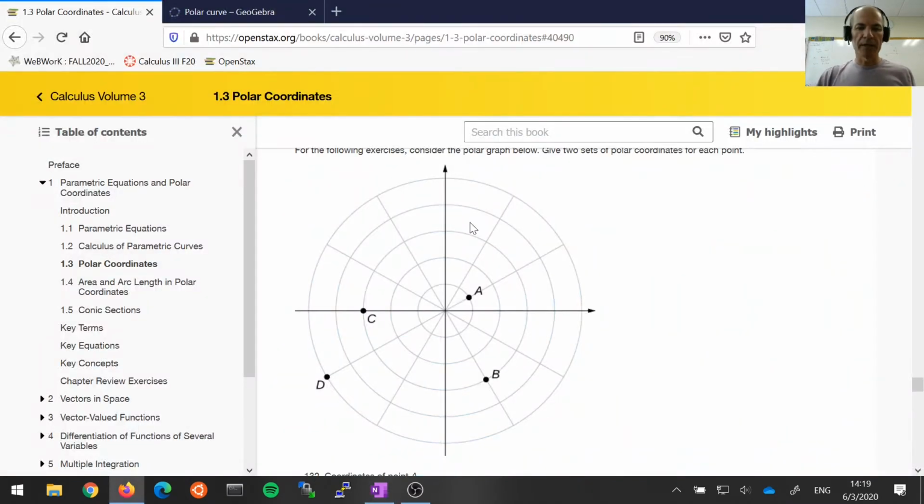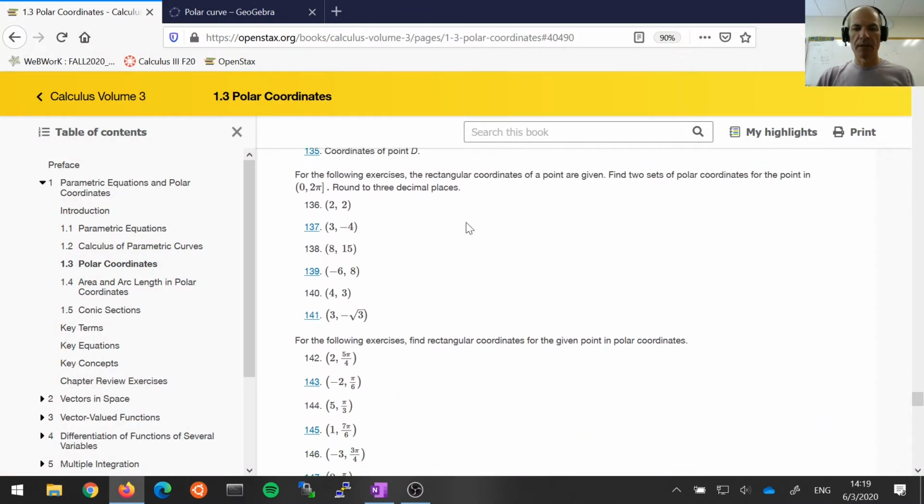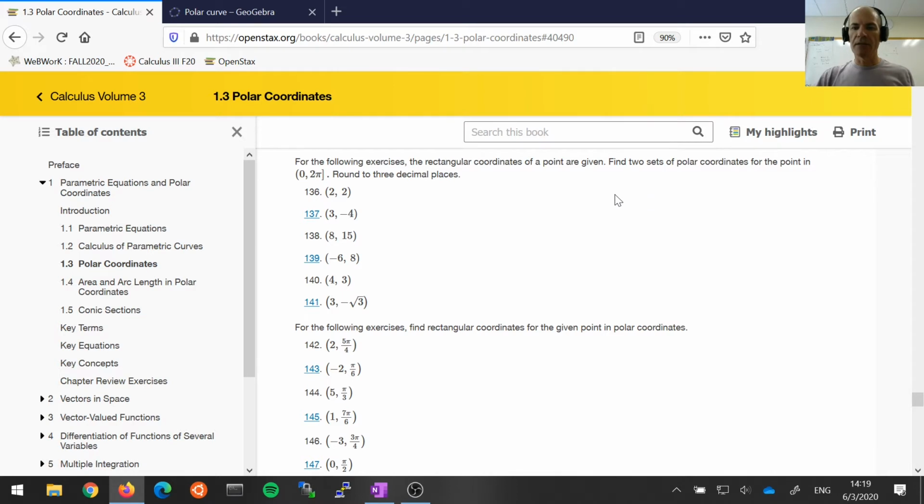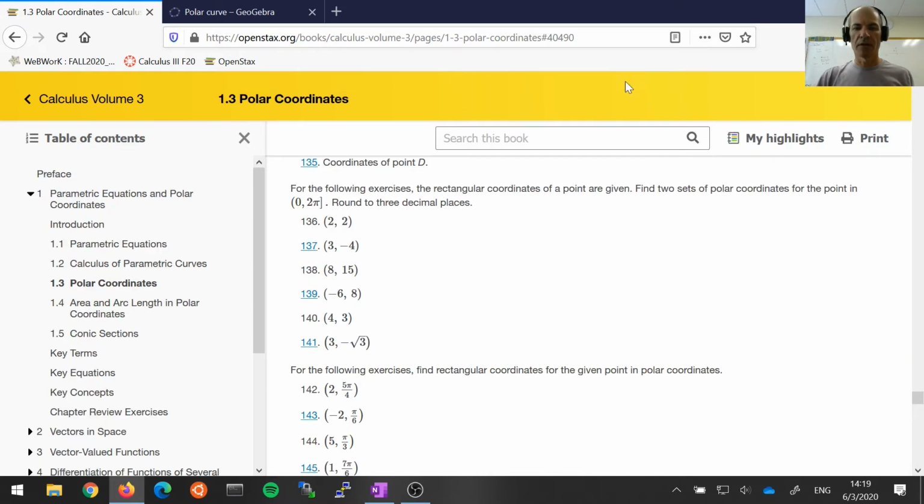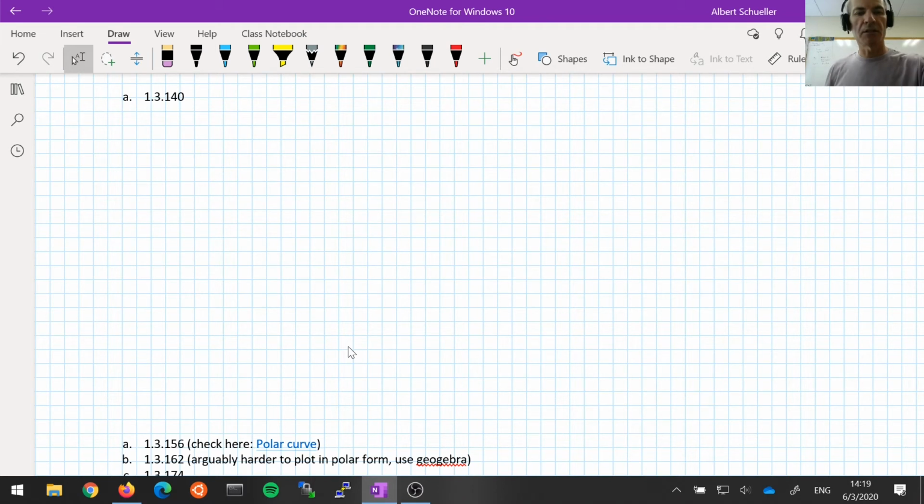Problem 140. Here, given the Cartesian coordinates, let's find the polar coordinates. So in problem 140, we're interested in converting the Cartesian location (4, 3) to polar.